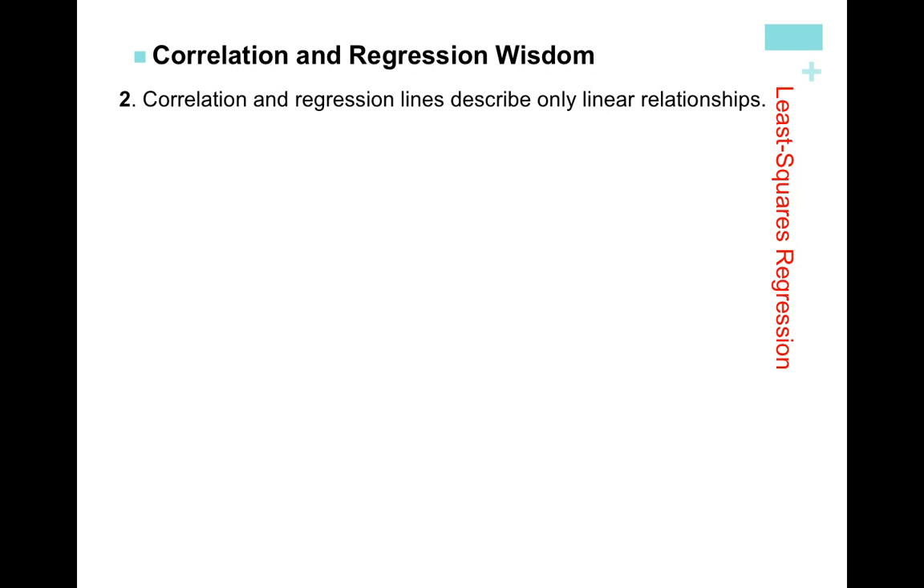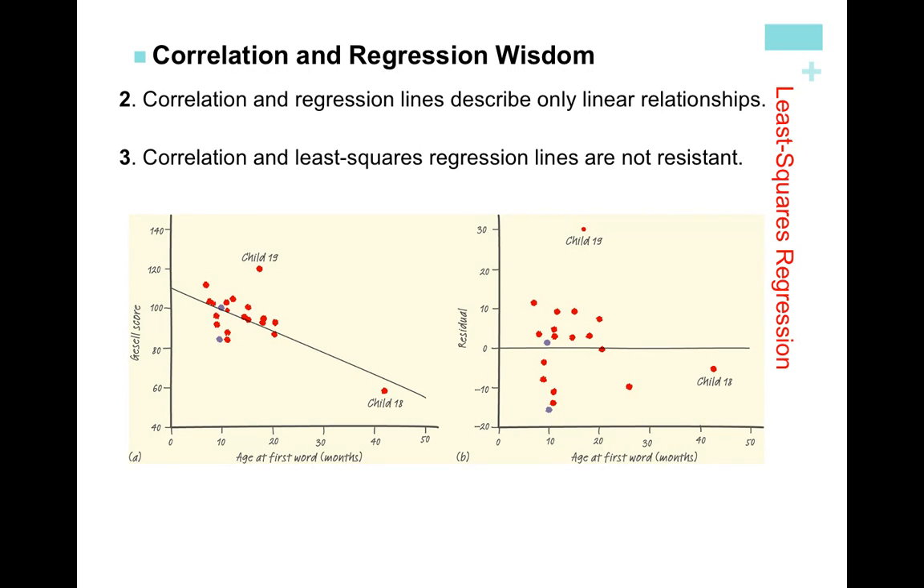You should only use correlation and regression to describe linear relationships. So if something is curved, then you should not be using the lin-reg function on your calculator. We will start to look at some curved relationships later this school year, but for right now, we're just going to focus on straight line relationships. And then we talked about the fact that outliers can impact your regression equation.